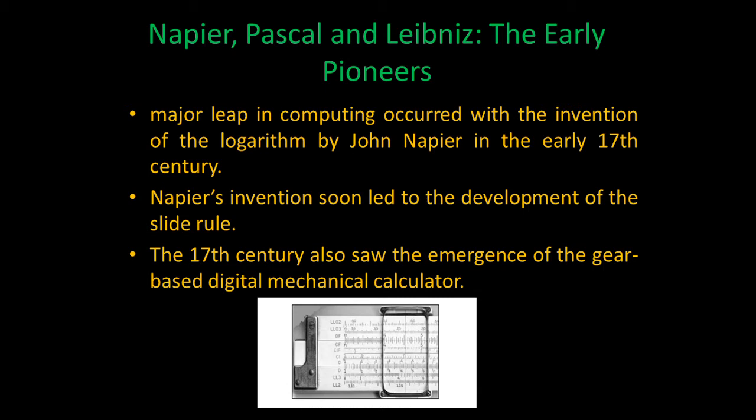engineers and scientists right up to the 1960s. NASA scientists used slide rules to land men on the moon and bring them back to Earth. This calculating device was eventually obsoleted by the electronic calculator, even though it has not completely disappeared. The 17th century also saw the emergence of the gear-based digital mechanical calculator. The slide rule is actually an analog device.